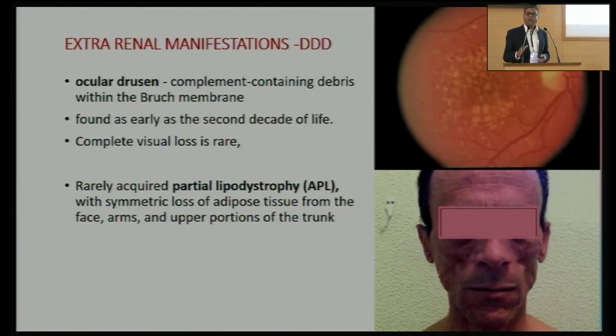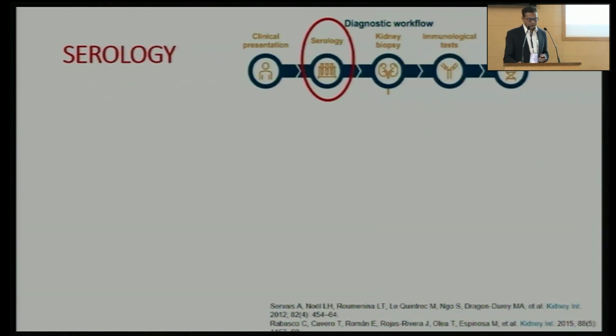Sometimes extra-renal manifestations also occur, but that is seen only in cases of DDD, mainly ocular drusen, where complement-containing deposits are found in Bruch's membrane of the retina, and partial lipodystrophy due to symmetrical loss of fat. But this is seen in cases of dense deposit disease.